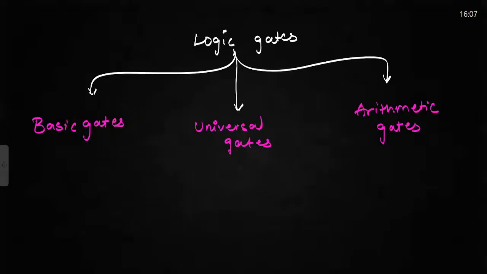So in basic gates we will get AND, OR, NOT. In universal gates we will get NAND and NOR. In arithmetic gates we will get XOR and XNOR. So these are the different types of gates.